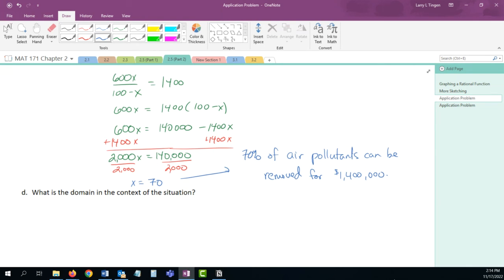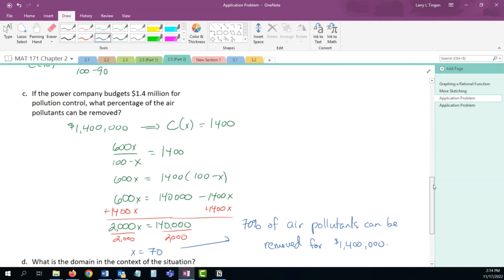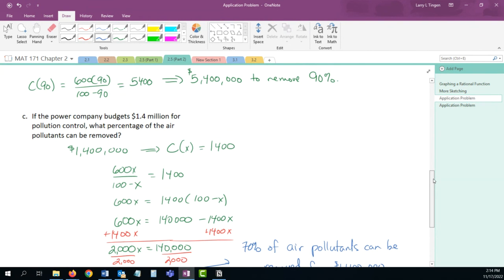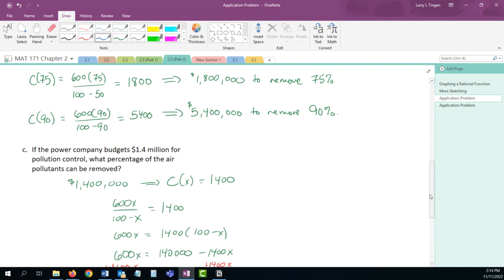right. And then the last question here is, what is the domain in the context of the situation? So let's remember, scroll it for a second. Yes. Is that far enough, Andrew? Oh, for part B. Okay. All right.